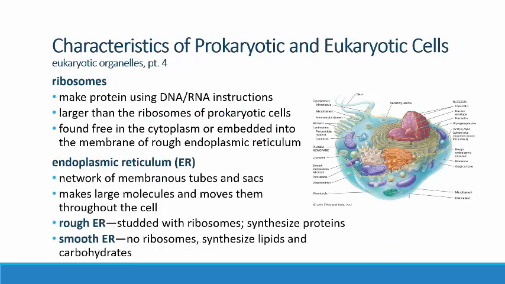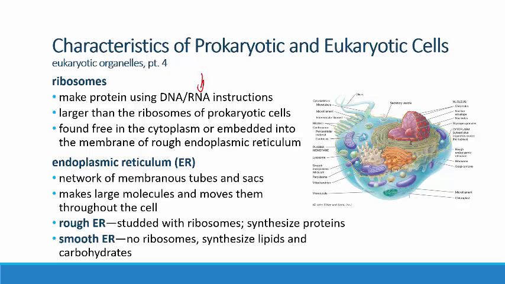So next on the list are ribosomes. Ribosomes are organelles whose job is to make protein, and they do it using the instructions that are found on the DNA in the nucleus. But the DNA never gets to leave the nucleus, so the way that we do that is we make an RNA copy of the DNA.